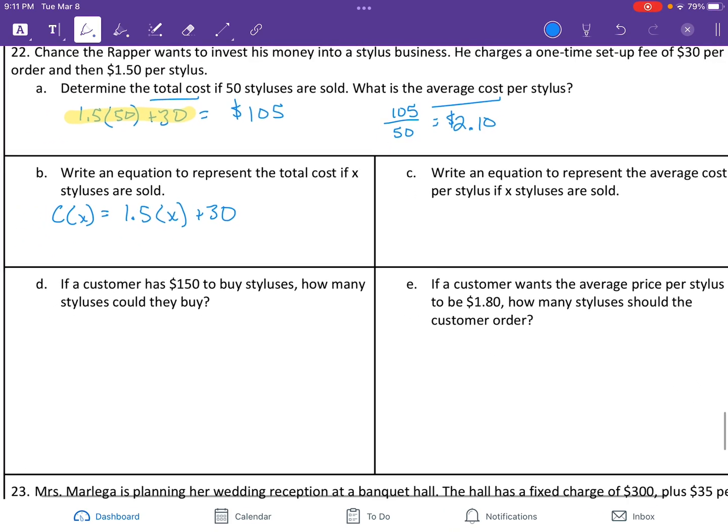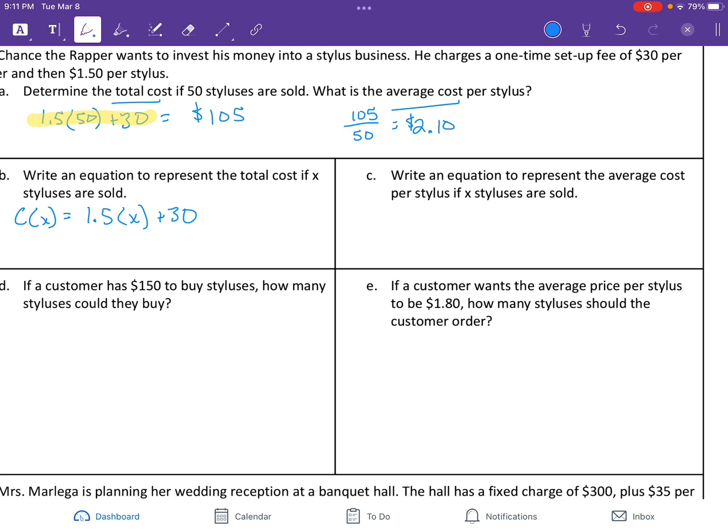Okay. Part C, write an equation to represent the average cost. Well, it's the same idea. We're going to take the total cost equation. This time it's going to be A of x, good for average. Take the total cost equation and divide it by how many styluses we are selling, which is x.